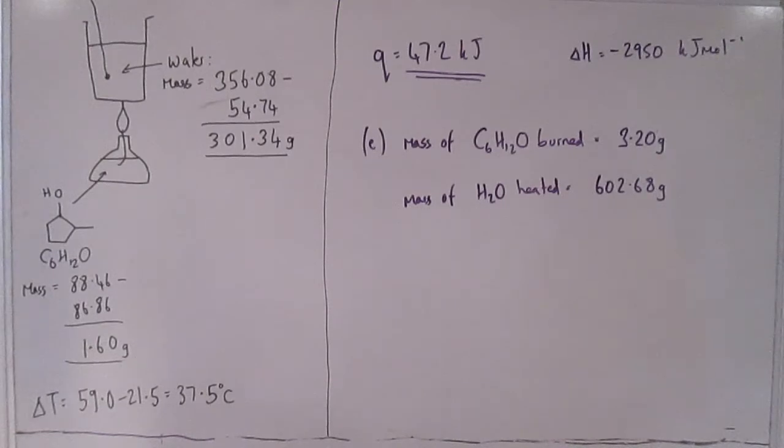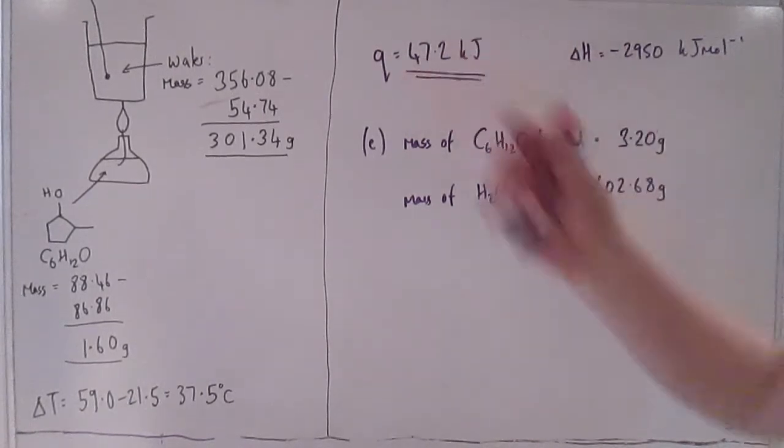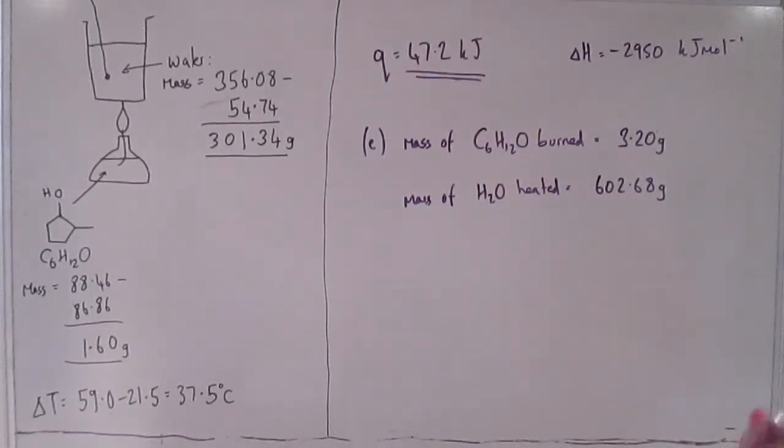In part E then, it's asking us about a variant of the experiment where you do basically the same thing, but this time you burn 3.20 grams of alcohol instead of 1.6, and you heat a different amount of water, 602.68 grams instead of that. Now what you had to notice is that this is double the original quantity, and that's also double the original quantity. So these are not just random alternative numbers, they've deliberately doubled both of them.